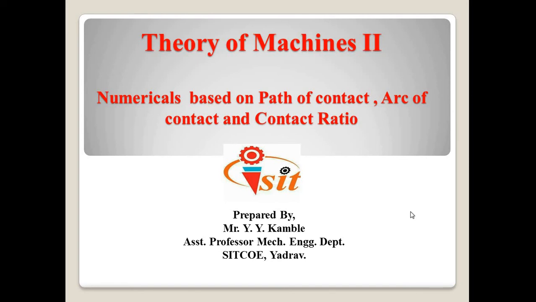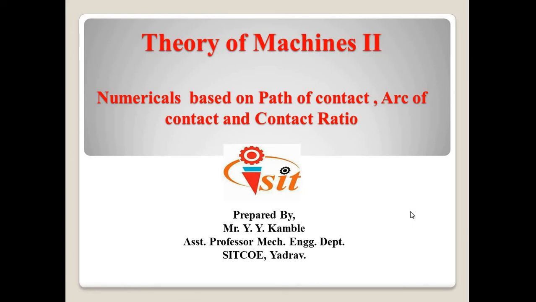Hello everyone. Today we are going to see the numericals based on path of contact, arc of contact and contact ratio. In the previous video we saw the formulas to find the path of contact, arc of contact and contact ratio. All these terms are related to each other. Suppose we have the path of contact, then we can directly find the arc of contact. The only formula is that we divide the path of contact by cos phi, and we directly get the arc of contact.